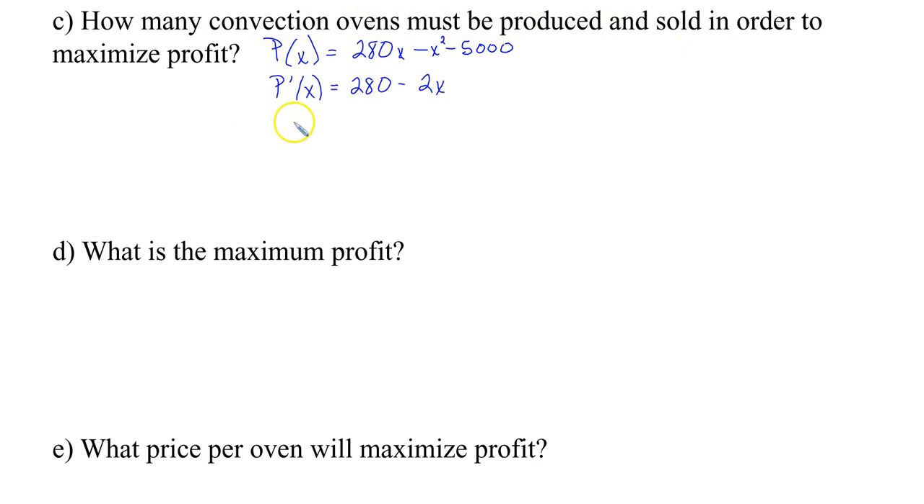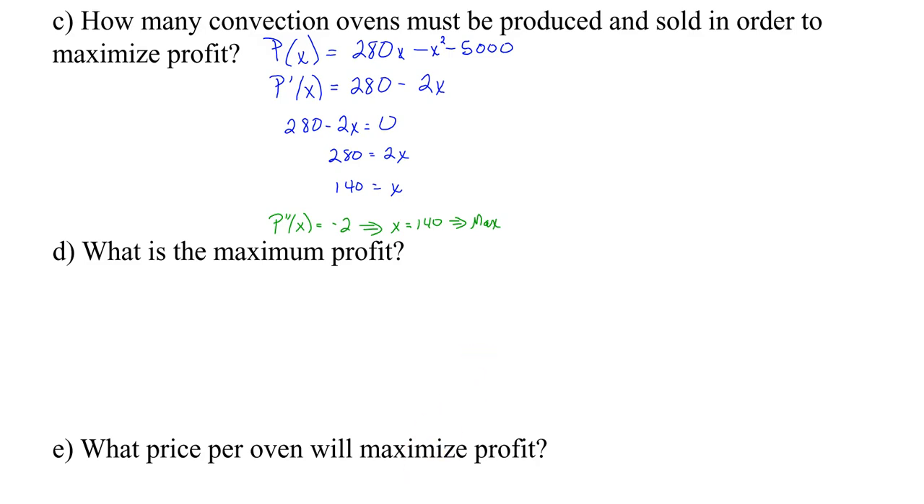In order to find the number of units, the number of ovens that we need to maximize, we need to now find that critical value. So we're going to take this derivative and set it equal to 0. I'm going to add 2x to both sides just so I don't have to deal with that negative. Doesn't matter, we're going to get the same result. And when I divide both sides by 2, I'm going to get 140. Now, just to make sure, I'd like to remind you that the second derivative of this function is negative 2, which does mean that at x equals 140, we will get that maximum because it is concave down.